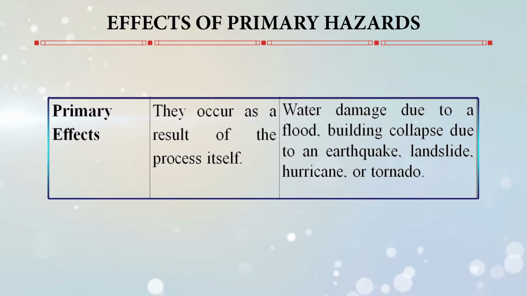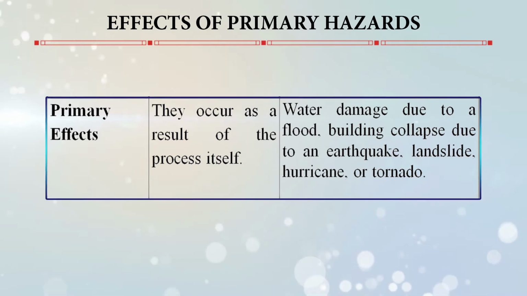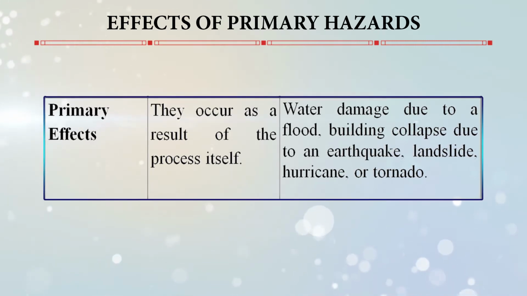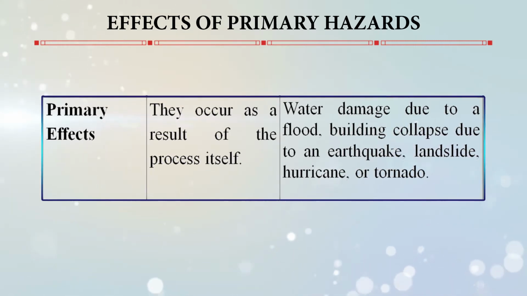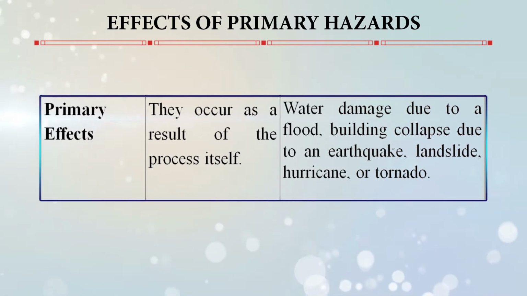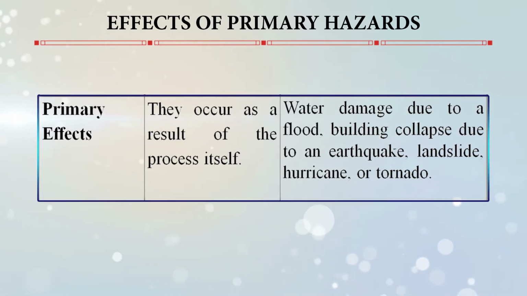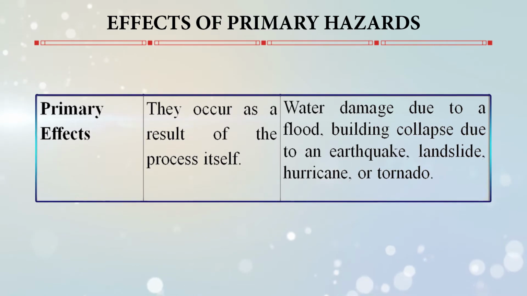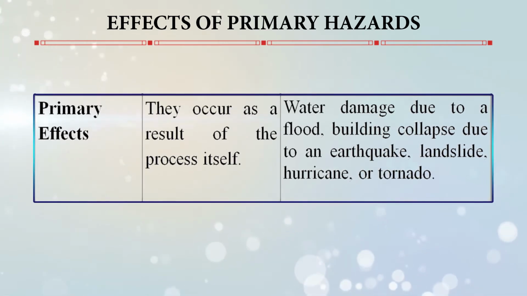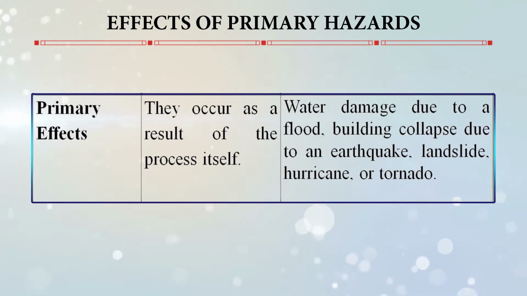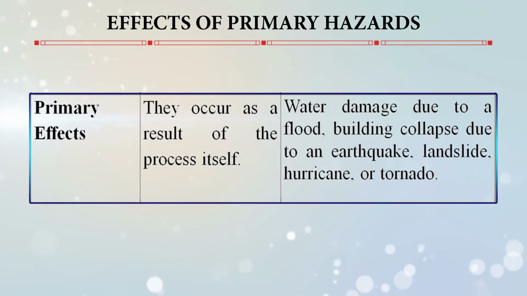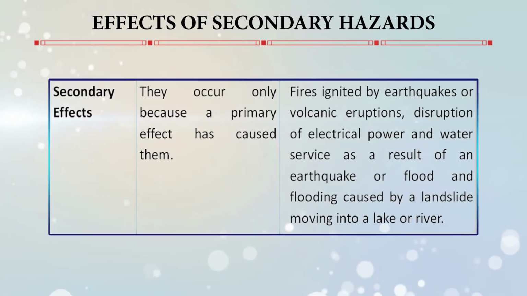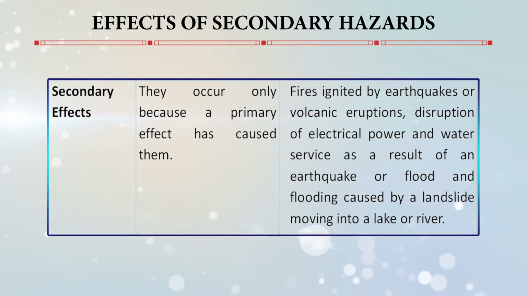So, what are the effects of the primary hazards? Primary effects occur as a result of the process itself. Examples are water damage due to a flood, building collapse due to earthquake, landslides, hurricane or tornado. Secondary effects, as the name indicates, are secondary. They occur only because the primary effect has caused them.